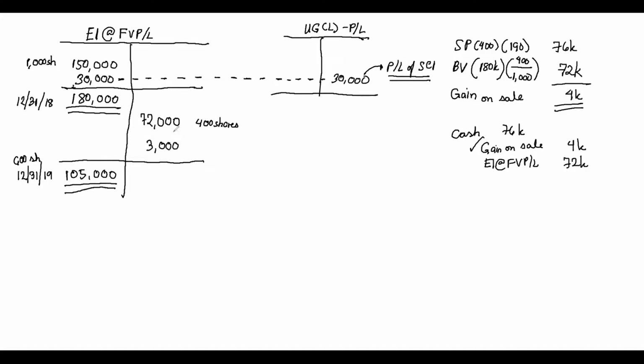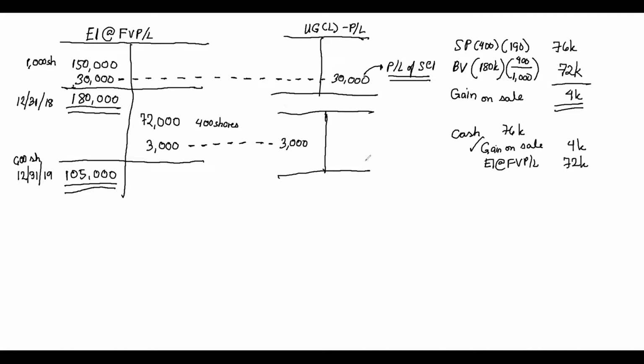Itong credit na to, 3,000. This is what you call unrealized gains or loss. This time, loss. Last year kasi gain eh. Tama? Last year gain. Yan. Lagay natin. Unrealized gains or loss, P&L.